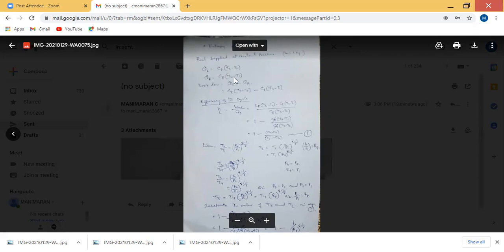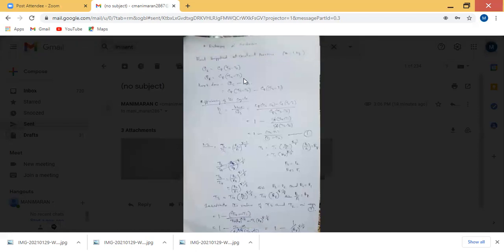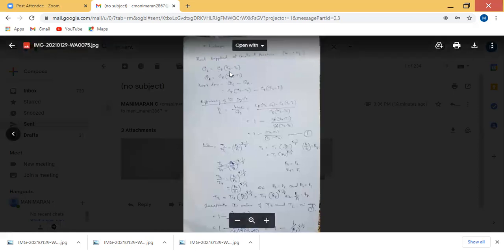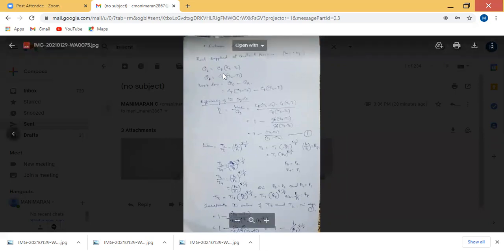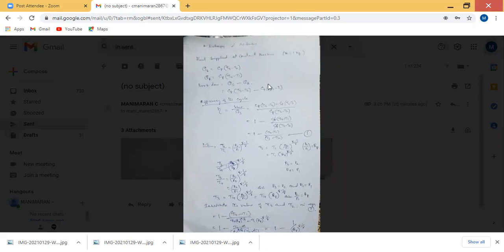Whereas heat rejection is m into Cp into T4 minus T1, that is the change in temperature, T4 minus T1. T4 is the maximum temperature and T1 is the minimum temperature. As mass is 1 kg, it is Cp into T4 minus T1. Work done is heat supplied minus heat rejected, right? We substitute the values of Qs and Qr, that is Cp into T3 minus T2 minus Cp into T4 minus T1.